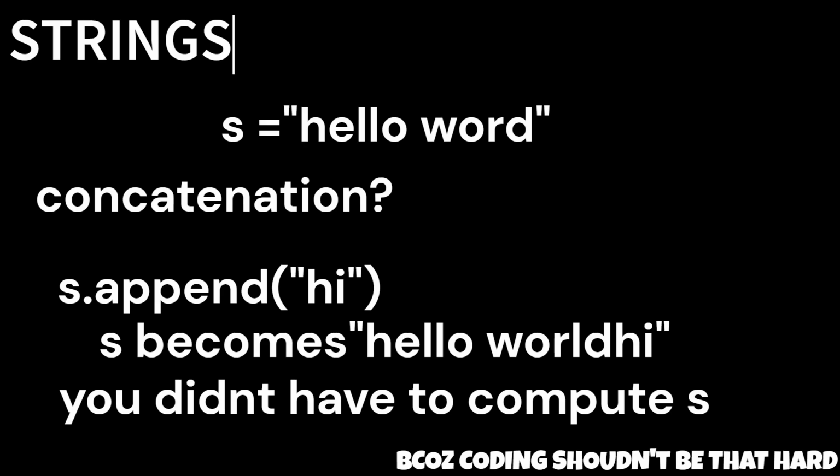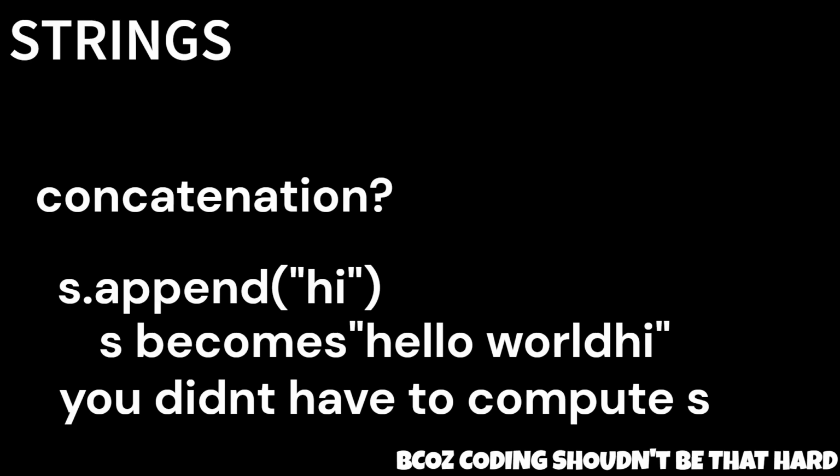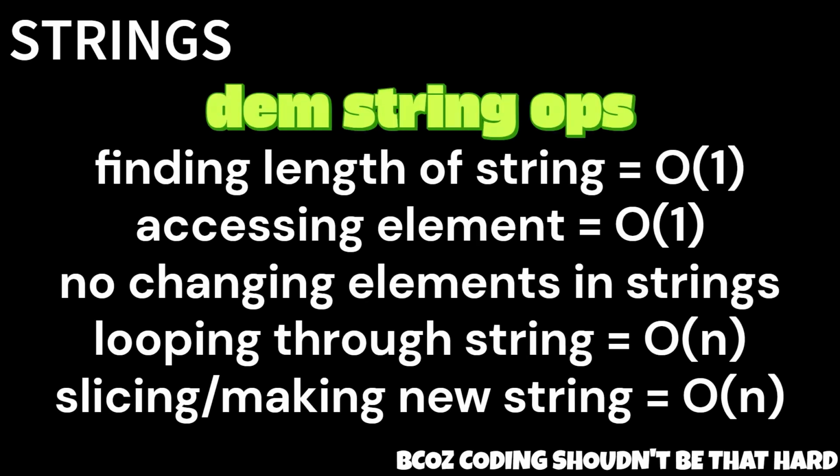Here are a few common string operations you should know about. Finding the length of the string will always be big O of 1. Accessing any element inside the string will always be big O of 1. You will not be able to change a particular element inside the string. Looping through the string will always be big O of n. And making a new string or slicing a string will always be a big O of n operation.